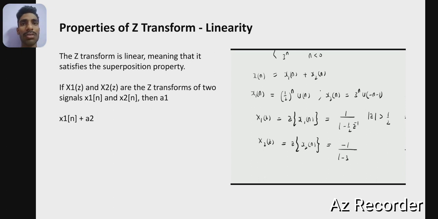Properties of the Z transform: linearity. The Z transform is linear, meaning that it satisfies the superposition property. If X1(z) and X2(z) are the Z transforms of two signals x1 and x2, here is an example of simplification of the Z transform.